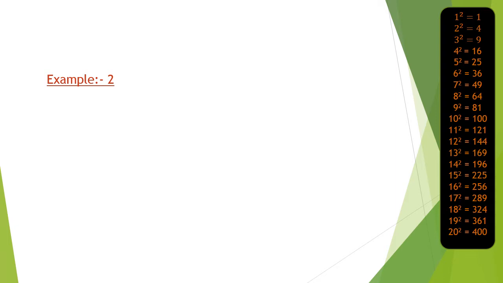Factorize 2. Example 2, factorization. Solution. Here, this is our question: 169x square minus 225y square. Now 169, we can see 169 right here.